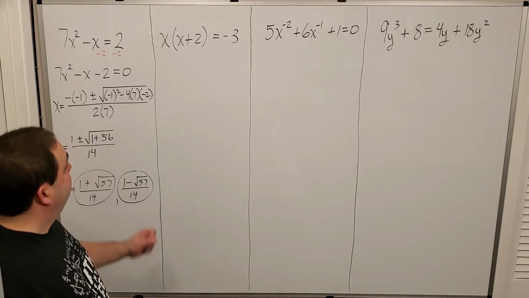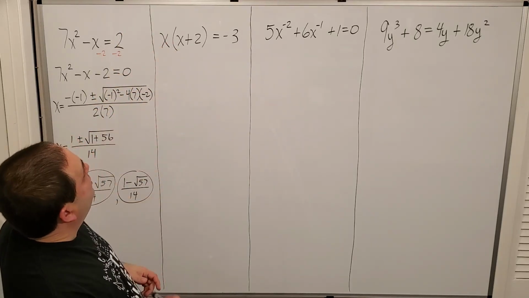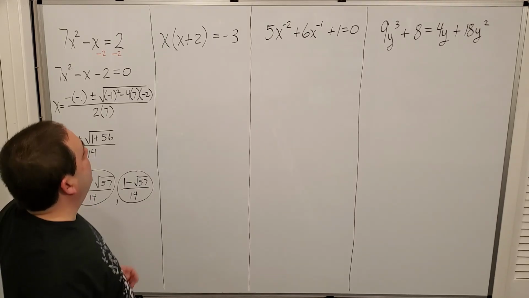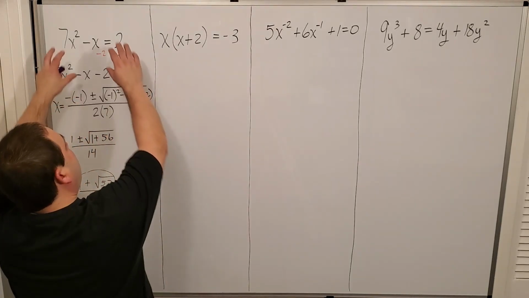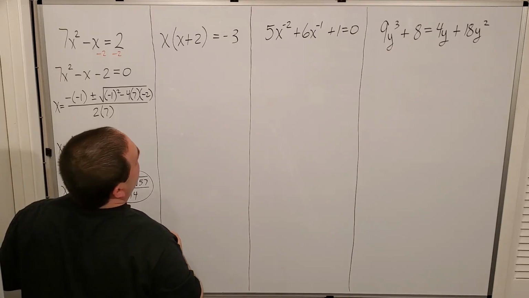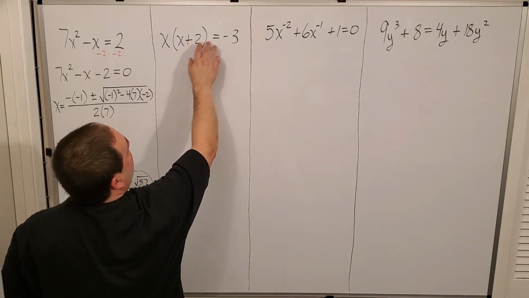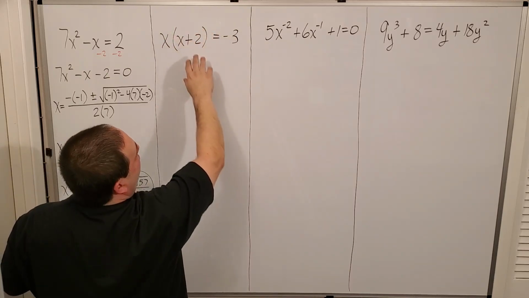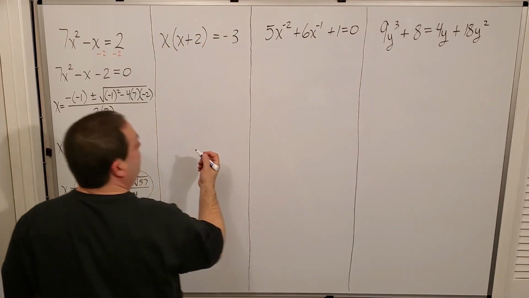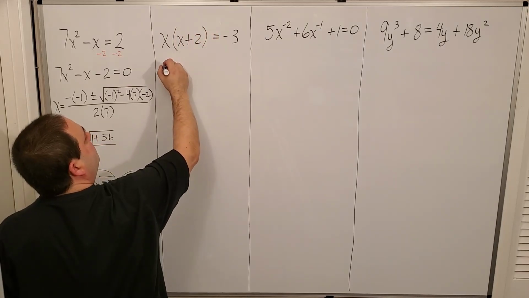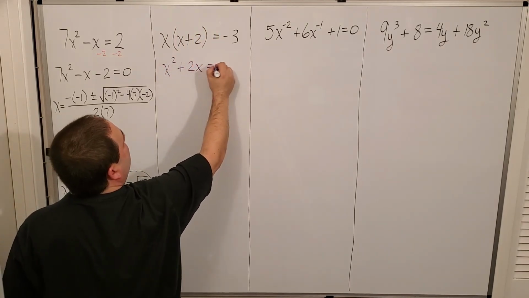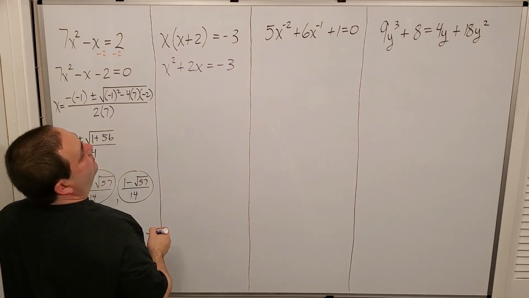Okay, next question. x times x plus 2 equals negative 3. For this question, I need to get it into the standard format quadratic, and I would like it equal to 0. I can't combine anything while these parentheses are in the way. So I begin by distributing the x. I'll have x squared plus 2x is equal to negative 3.